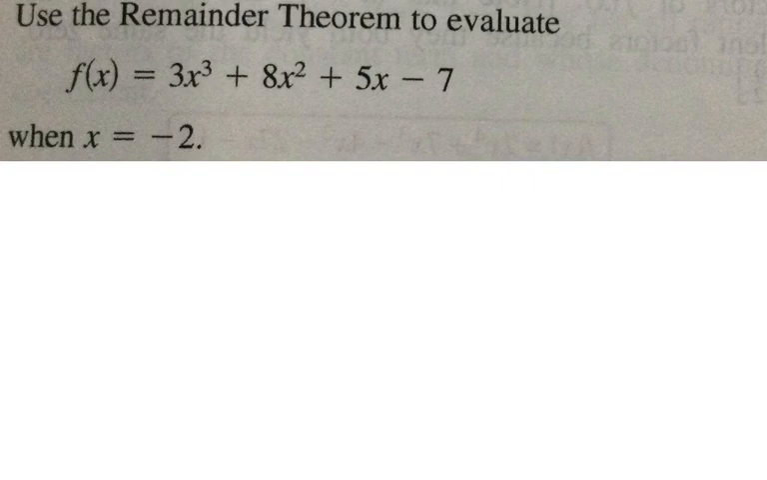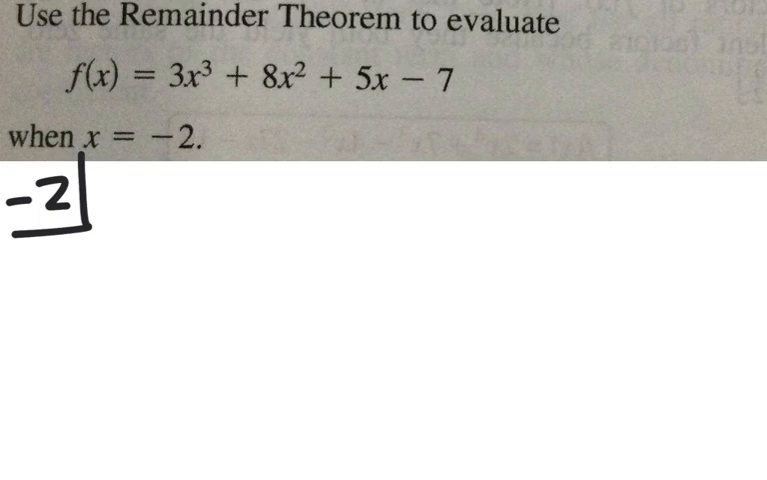So just to prove our point here, this tells me to use the remainder theorem to evaluate 3x cubed plus 8x squared plus 5x minus 7 when x is negative 2. So what we're going to do, we're going to put negative 2 up here in the box because this one is already solved. You know how the last one we were dividing by x plus 3? So we had to solve it to say x equals negative 3. Well here this is already solved, so negative 2 goes in the box.